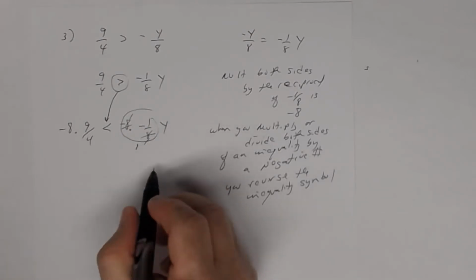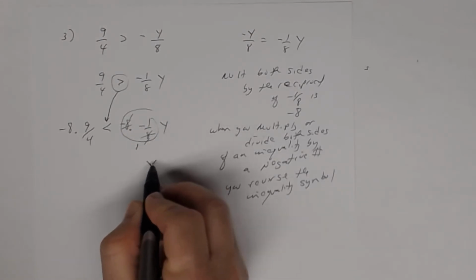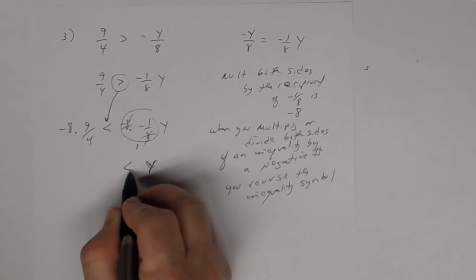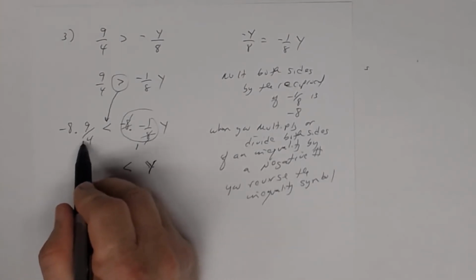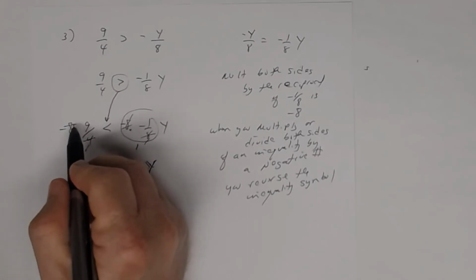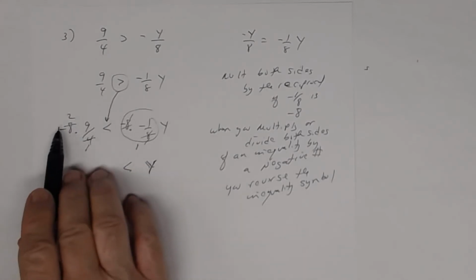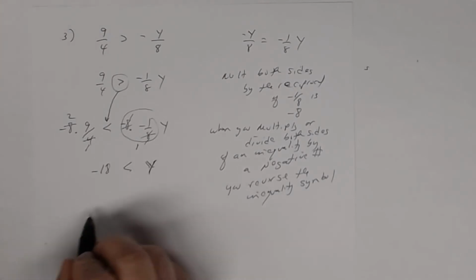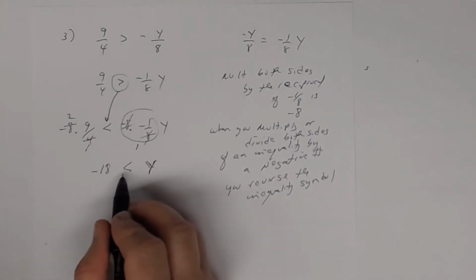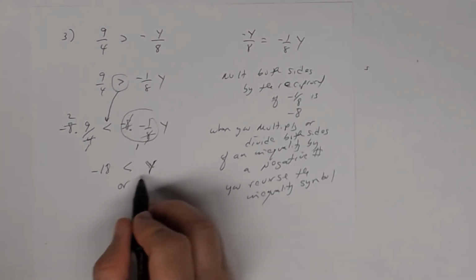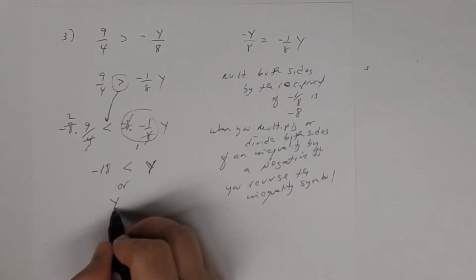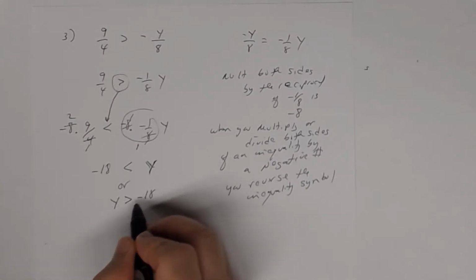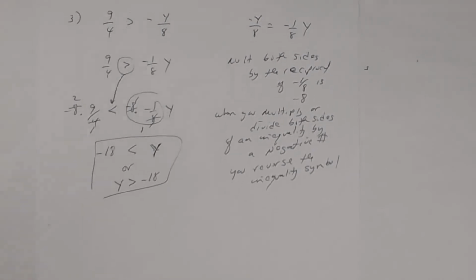1 times y is y. So y is going to be greater than, and let's reduce this. 4 into 4 is 1. 4 into negative 8 is a negative 2. Negative 2 times 9 is a negative 18. So negative 18 is less than y, or I can say when I read it backwards, y is greater than negative 18. All right, so that's number 3.